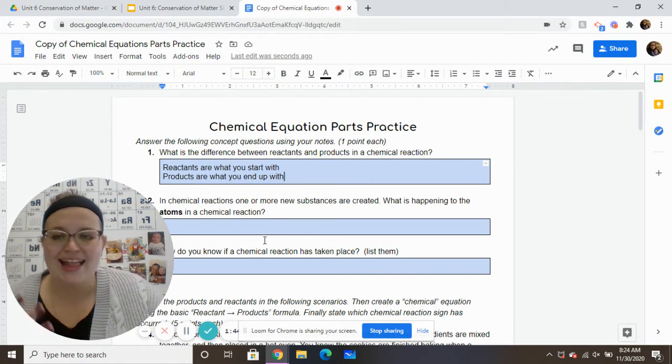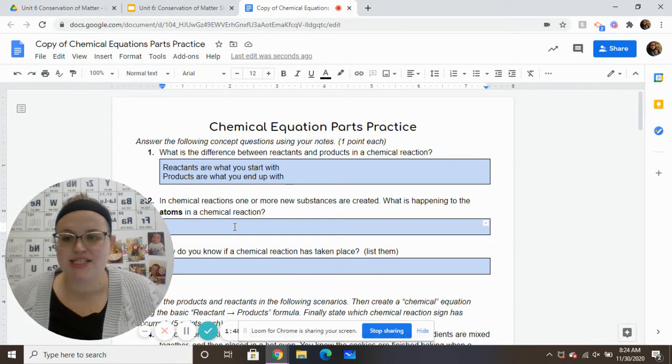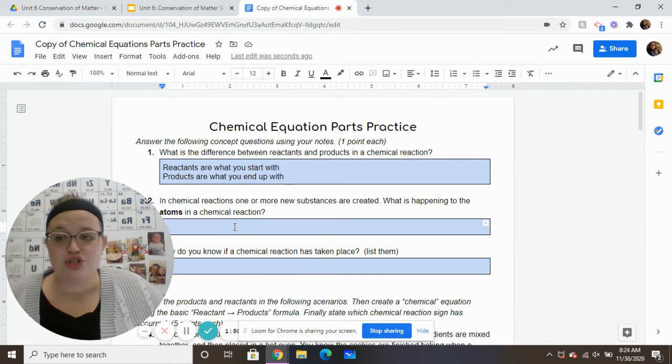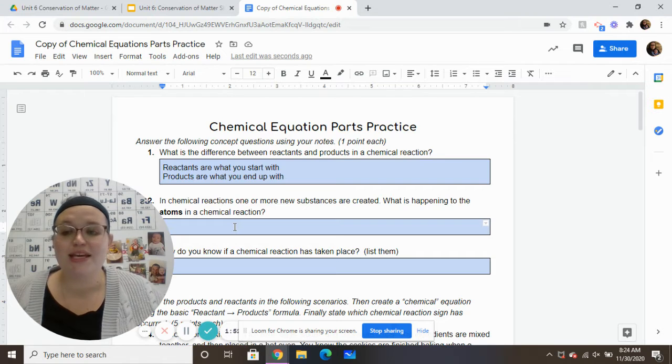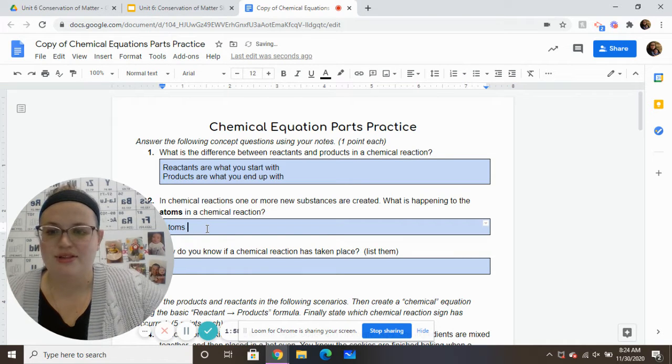What's happening to the atoms in a chemical reaction? The conservation of mass tells us that matter cannot be created or destroyed in a chemical reaction. Atoms are being rearranged. So we're going to say atoms are being rearranged.